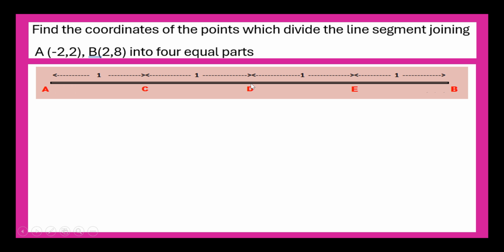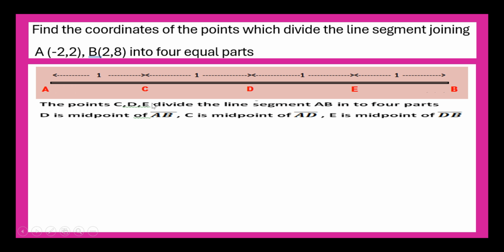Therefore, first of all, D will be the midpoint of AB, and C is the midpoint of AD, and E is the midpoint of DB. The points C, D, and E divide the line segment AB into 4 equal parts, where D is the midpoint of the line segment AB, C is the midpoint of the line segment AD, and E is the midpoint of the line segment DB.